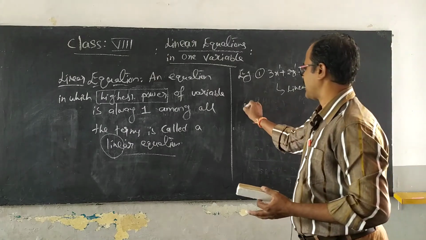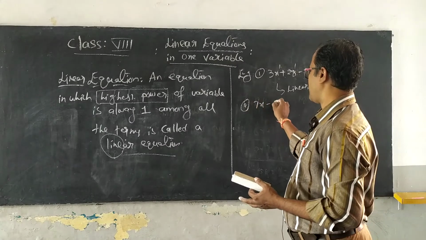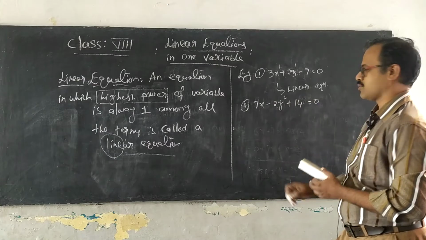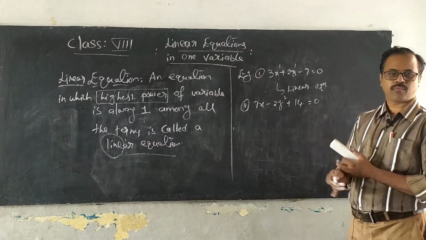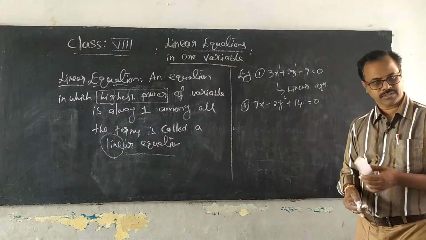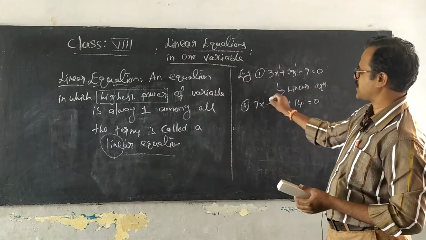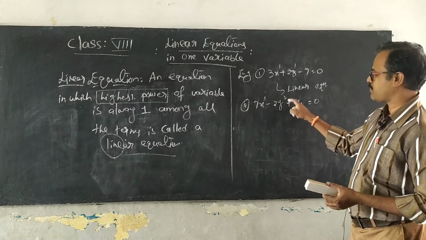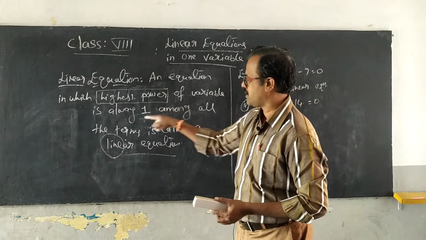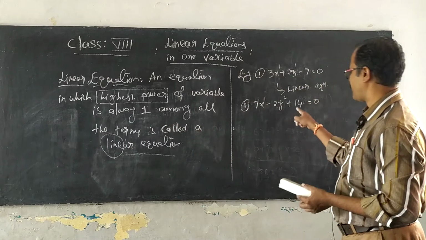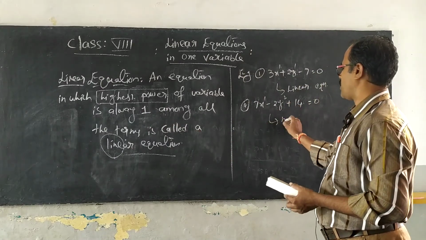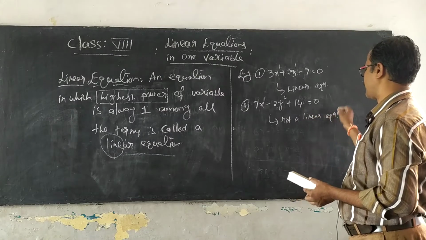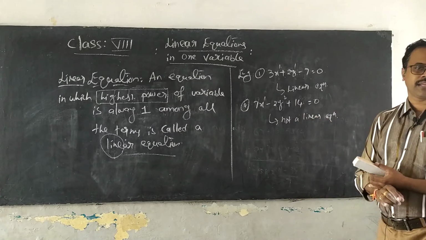If I give you another example, 7x minus 2y square plus 14 is equal to 0. Is it a linear equation? X power 1 you are clear, and y power 2. So this is the highest power. We said the highest power must be equal to 1, but the highest power is 2. So this is not a linear equation.